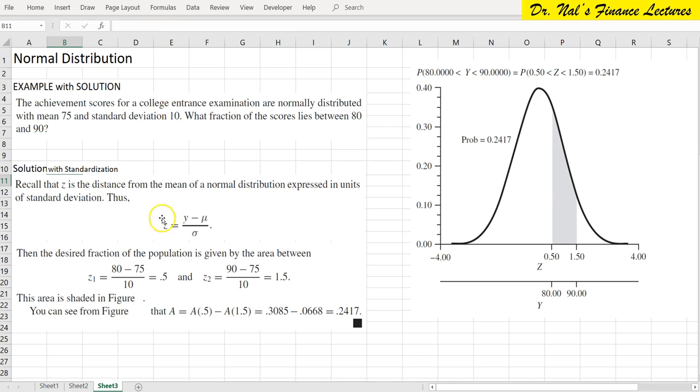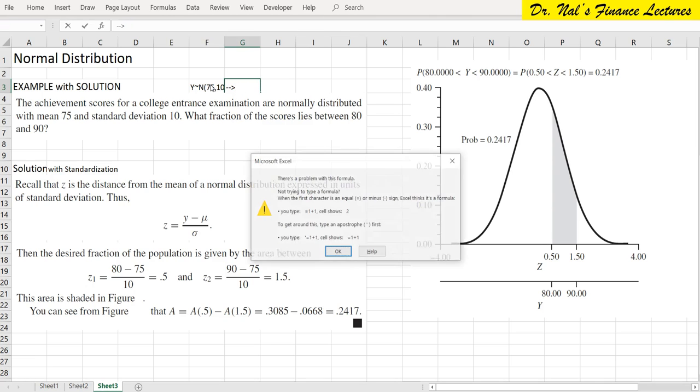So how do we standardize? We standardize using this formula. Here y is the random variable of interest in this example, the achievement scores for this college entrance examination. We are told that y is distributed normally with a mean of 75 and a standard deviation of 10. Our goal is to standardize this. By standardizing, we are going to convert this into a new random variable, right?